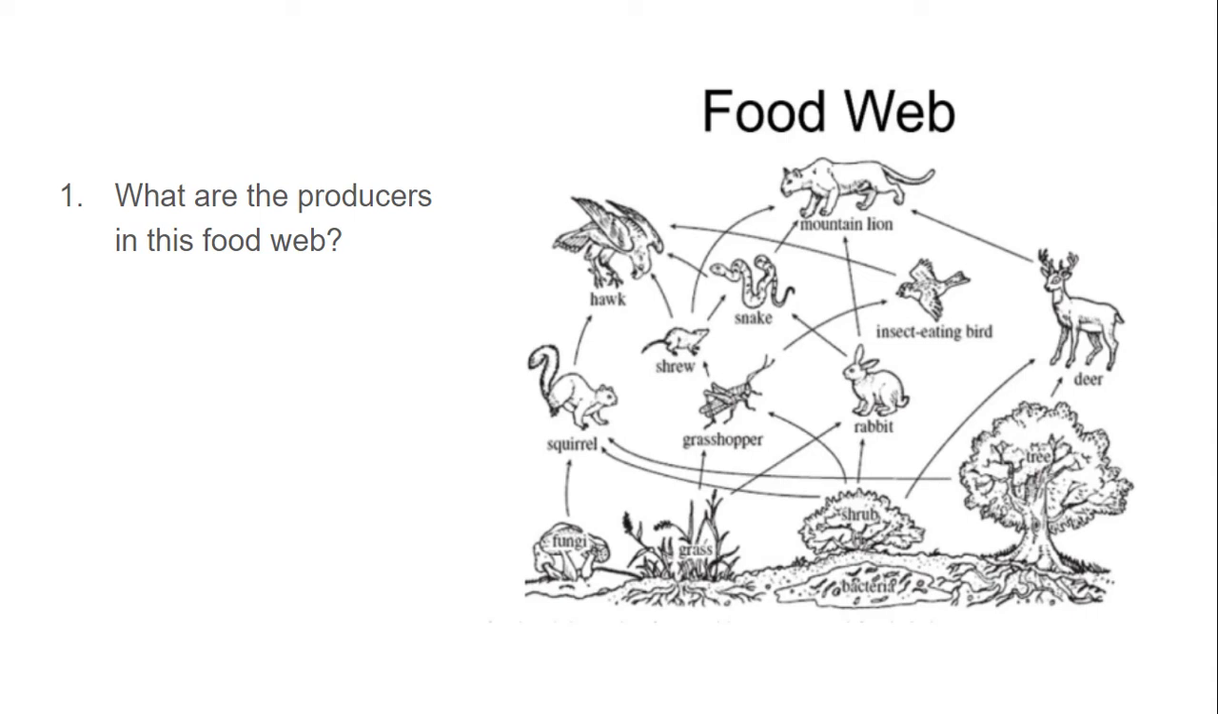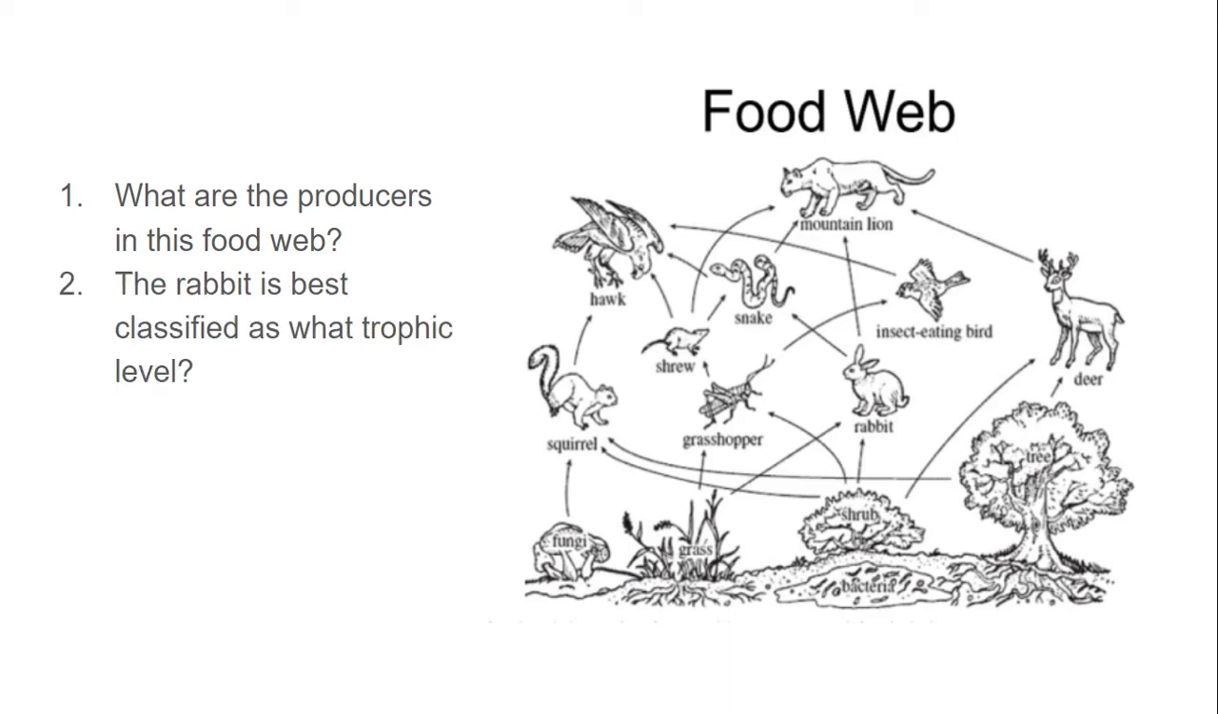So we're going to first ask, what are the producers in this food web? So hopefully you were able to see, but the producers, remember, are the ones that the arrows are going away from. And I mentioned this. So you've got the fungi, grass, shrubs, and trees. So these are the things that can produce their own food, perform some sort of photosynthesis, or in the case of fungi, are just able to be eaten by something else.